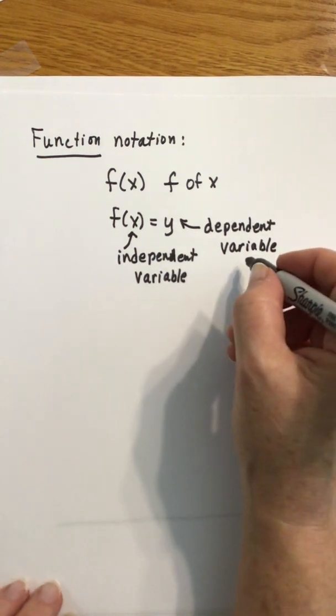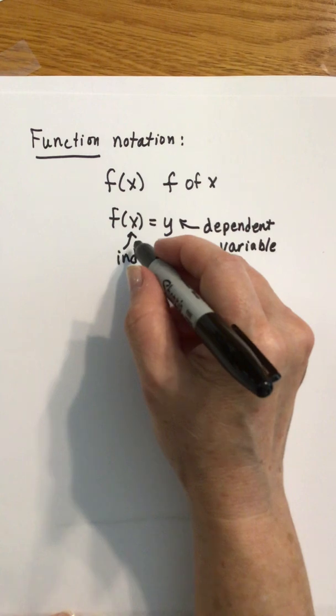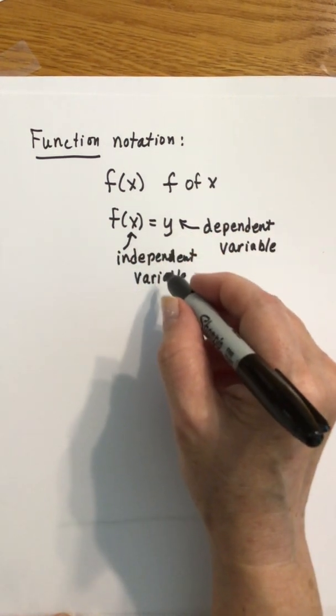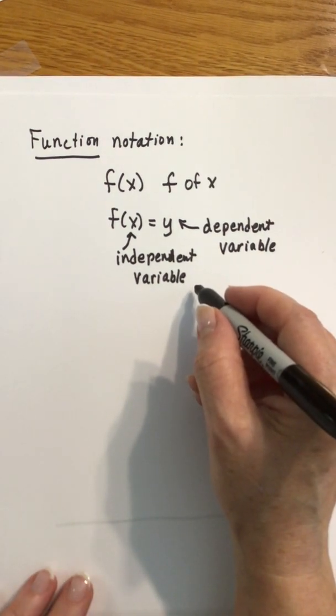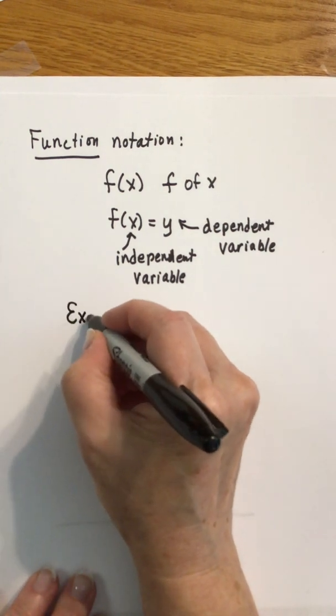The reason why y is a dependent variable is that whatever x I put in, I can put in whatever x, it depends upon what the x that I put in was. So x is the independent variable and y is the dependent variable. So now let's try an example.